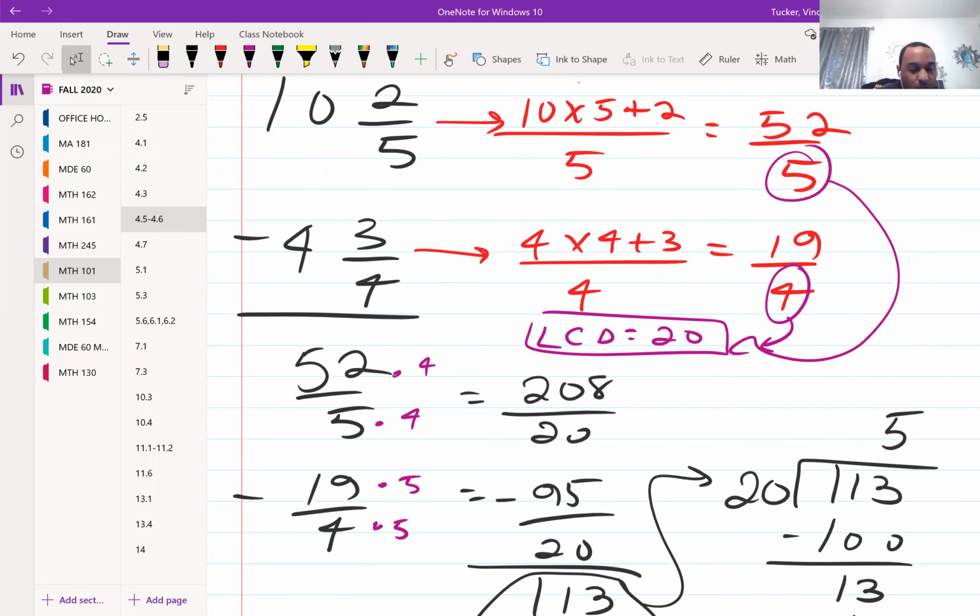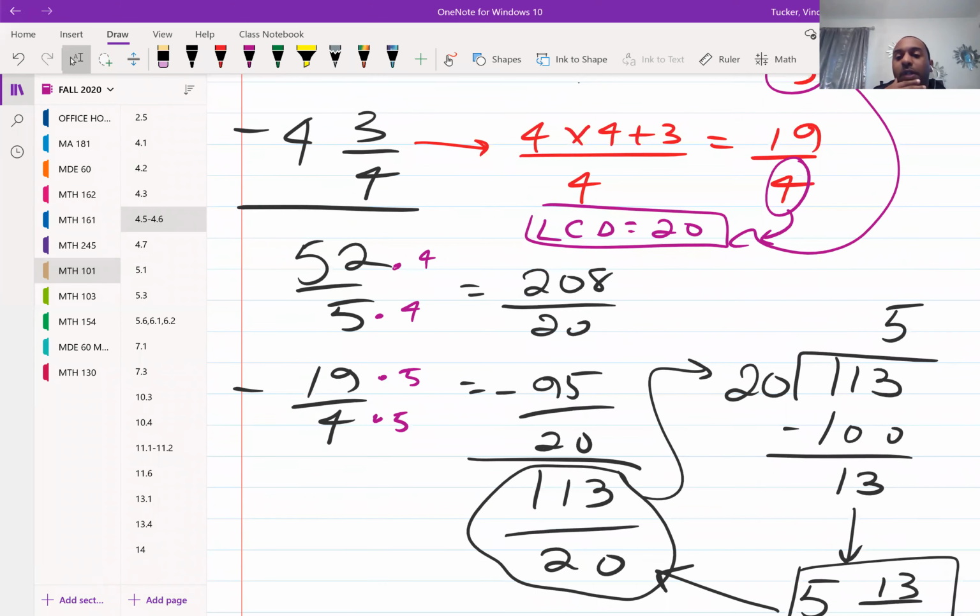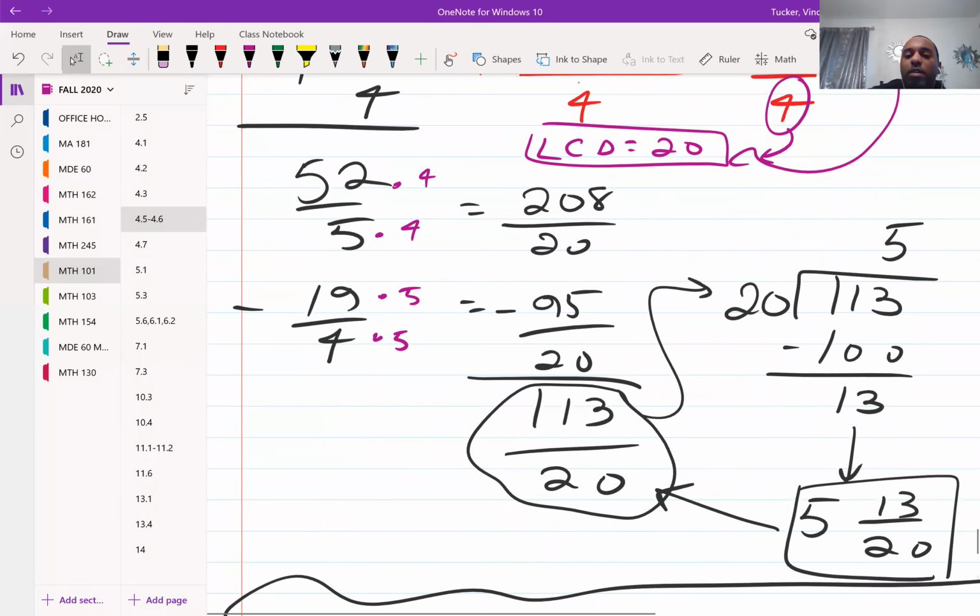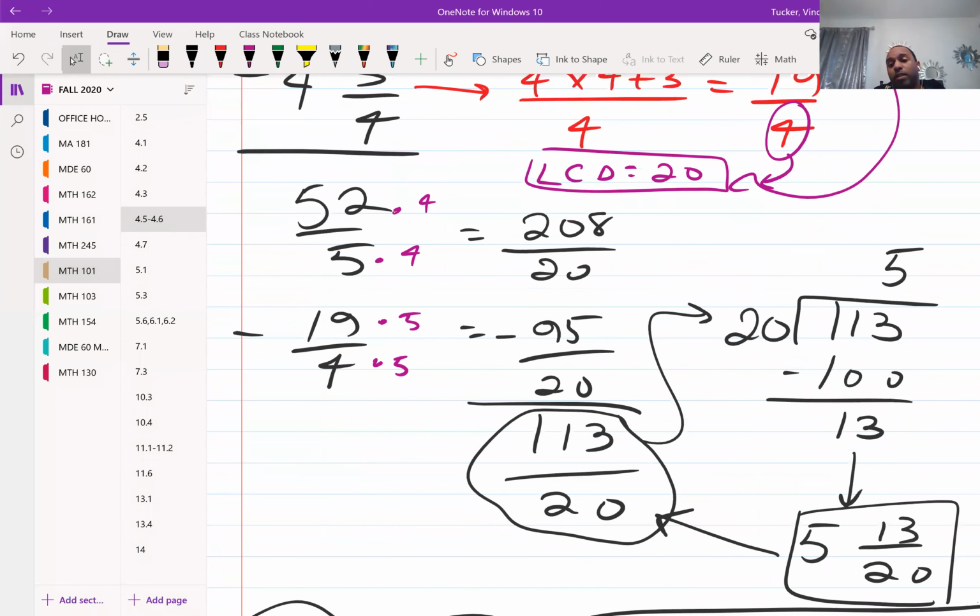All right. So go ahead and subtract those. That'll be 113 over 20. And then once again, if you need to convert it to an improper fraction, that will be the work over here on the right side. Taking 20 into 113 goes 5 times, giving you a remainder of 13. So that's 5 and 13 twentieths.